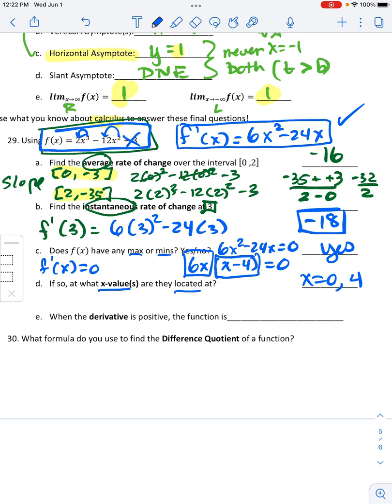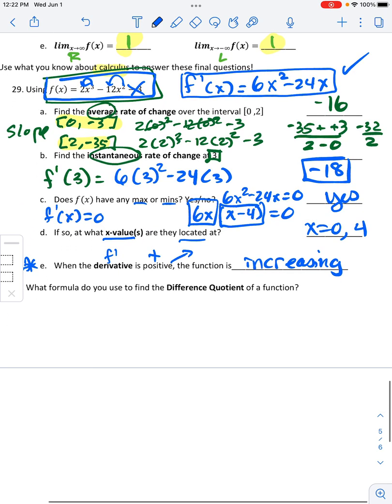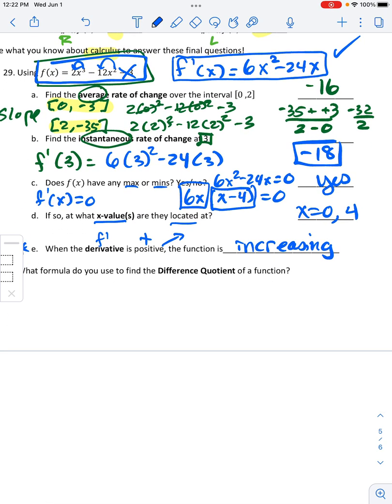It's not asking me to do a sign chart and figure it out. It's just saying, do they exist? Where are they? This is a separate and general question. When the derivative is positive, the function is doing what? Well, if the derivative is positive, it means it's sloping up, and so that means the graph is increasing. Whereas if it had been negative, it would be decreasing, and if it was 0, it would be a max or min.